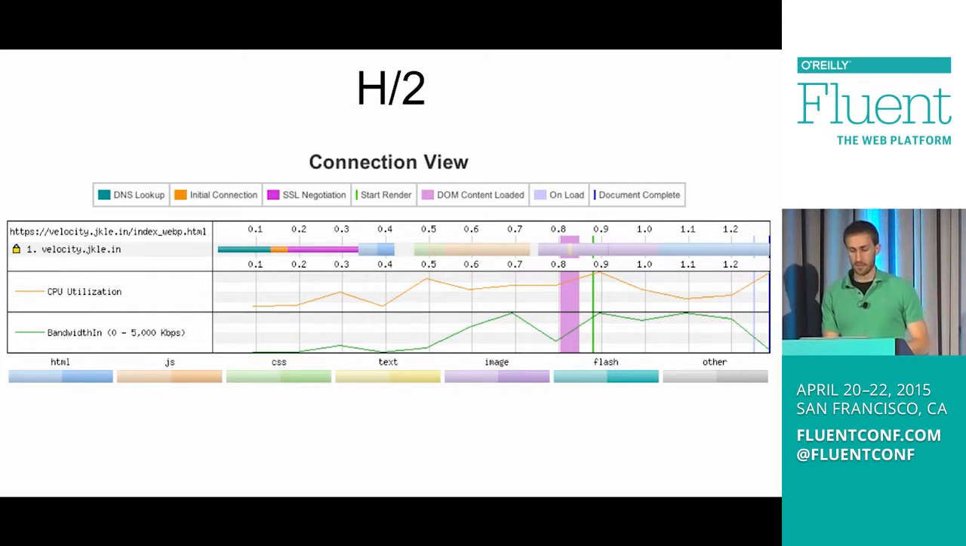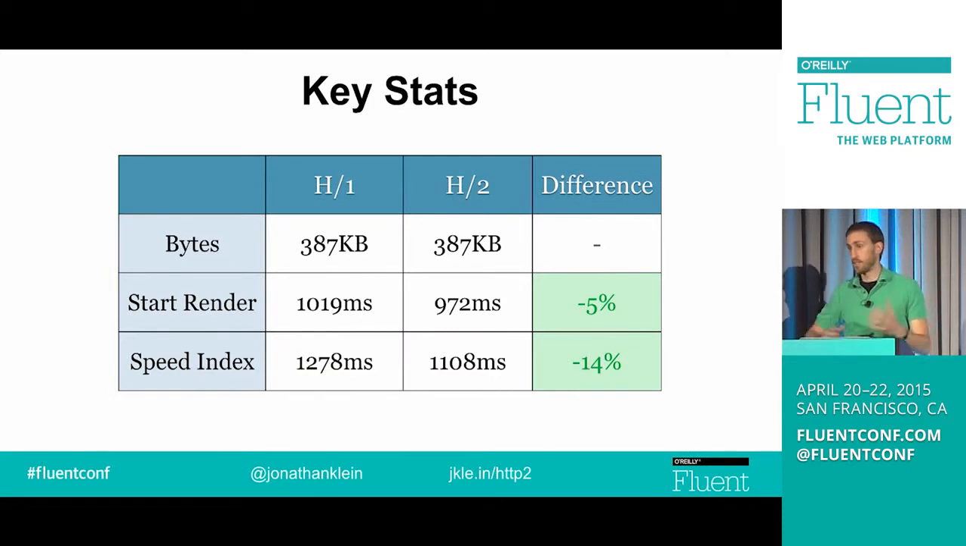The key stats for this test: the bytes didn't change. Again, we're not making any content changes. We're just rolling out H2. Start render also didn't really change a whole lot. This is expected. Most of the H2 benefits come after start render. It's when you're downloading the rest of the resources on the page, all the CSS, all the JS, all the images. But the most important thing here, the speed index, which is a measurement of how fast the page was perceived to load, went down by 15%.